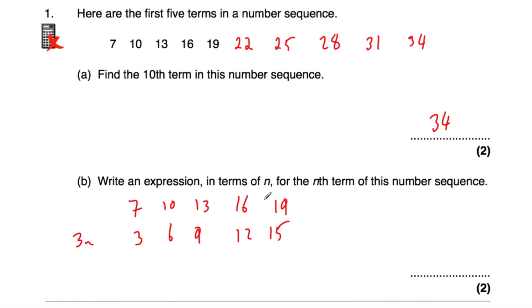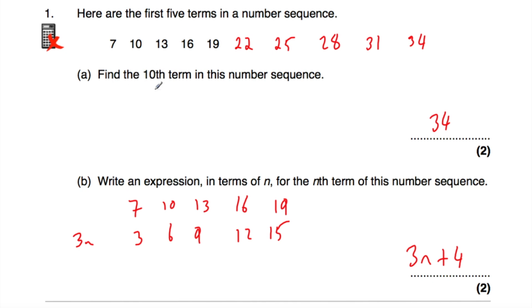As you can see, these numbers in the sequence are actually 4 greater than these numbers here. If we add 4 to 3, we get 7. If we add 4 to 6, we get 10. If we add 4 to 9, we get 13, and so on. So that means our sequence is 3n, the 3 times tables, plus 4. So 4 bigger than them, and that's it. The nth term for this sequence would be 3n plus 4. And let's go back to part A.